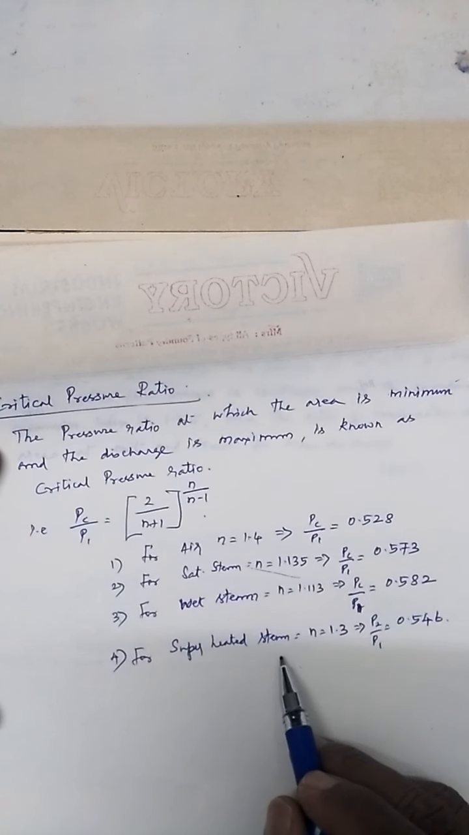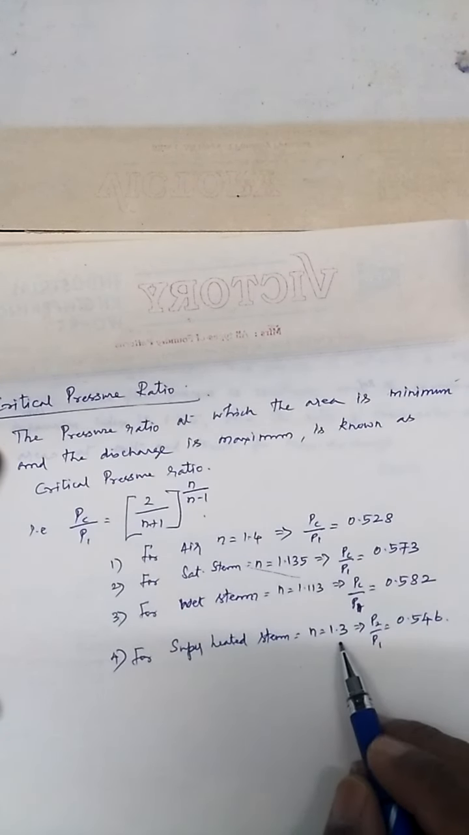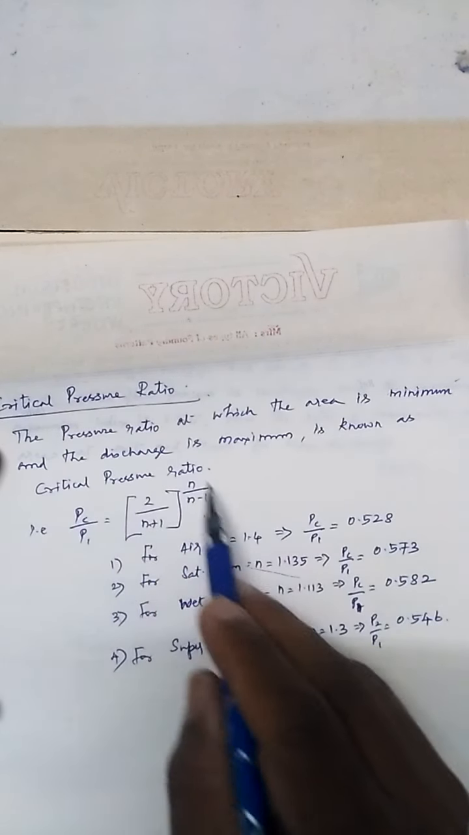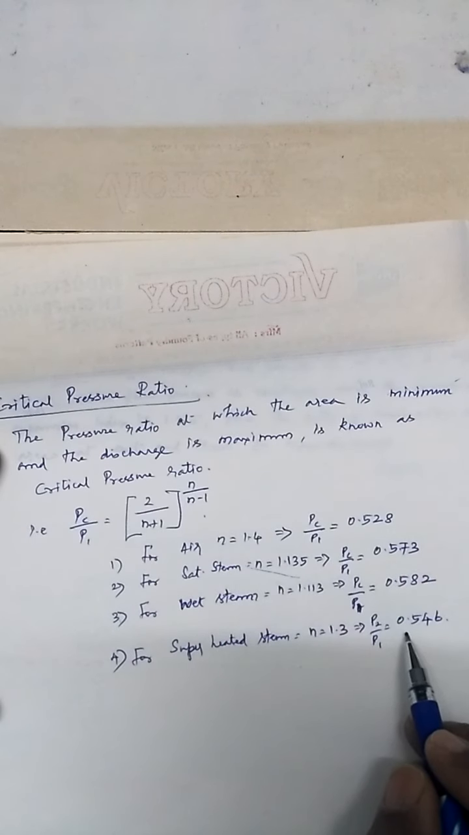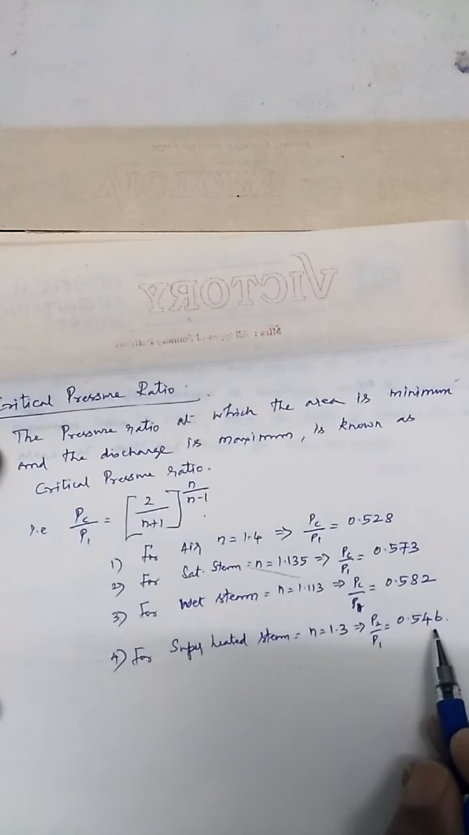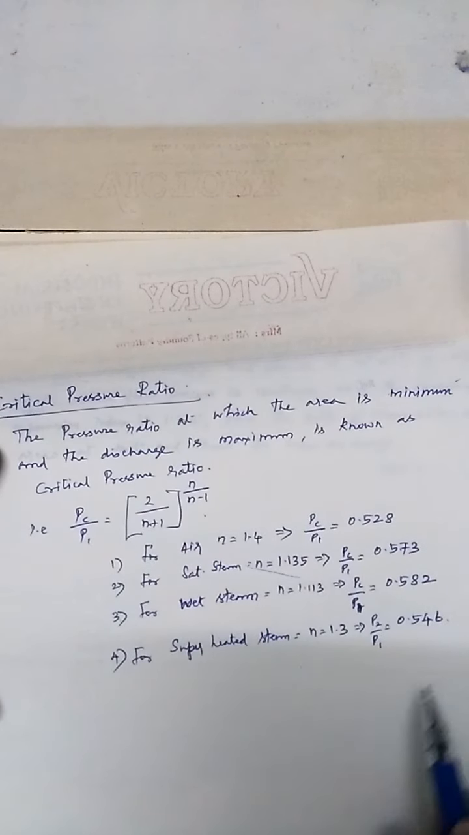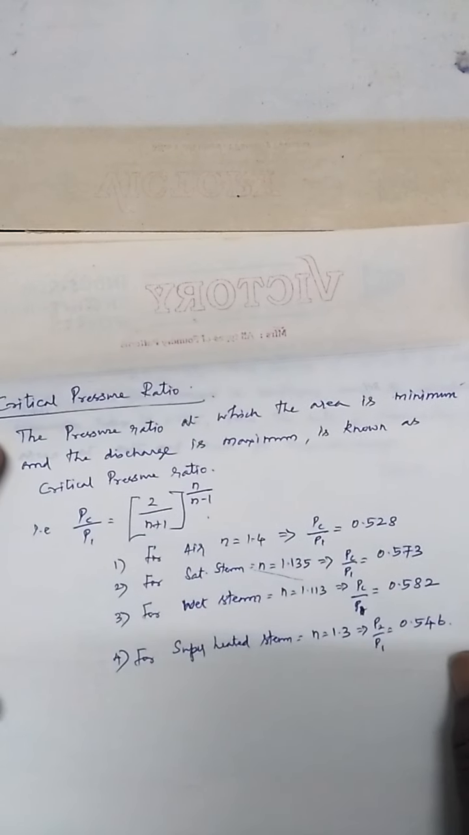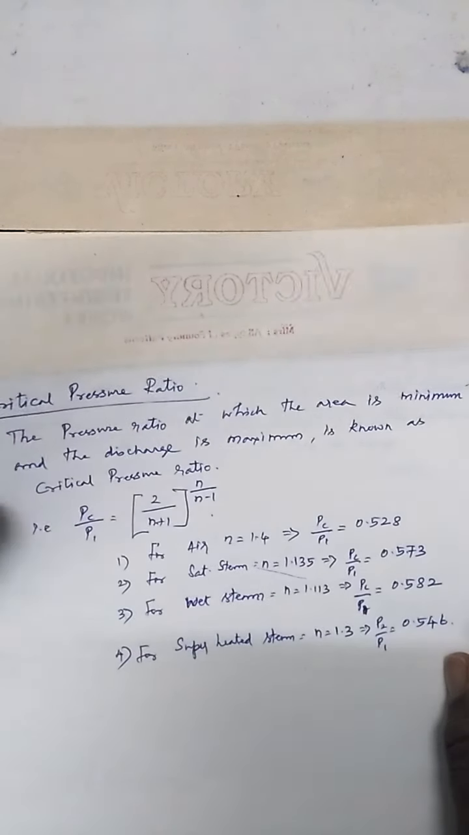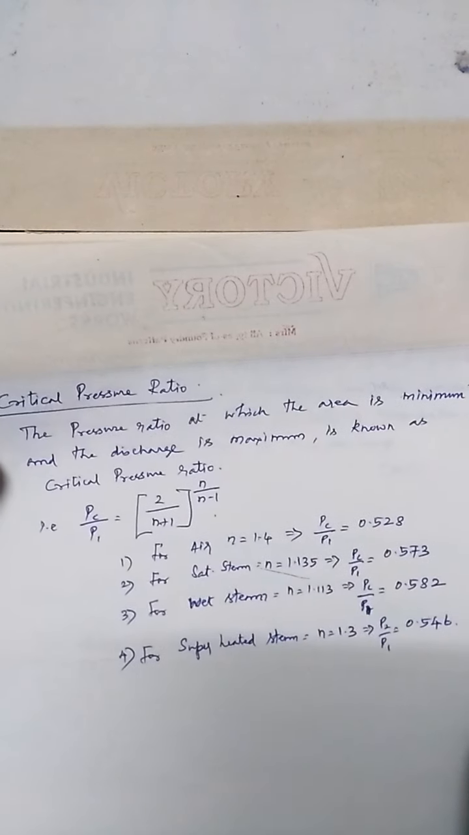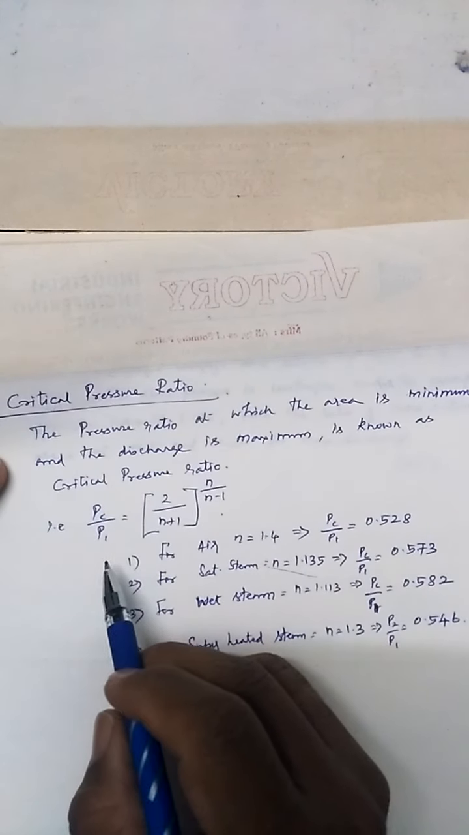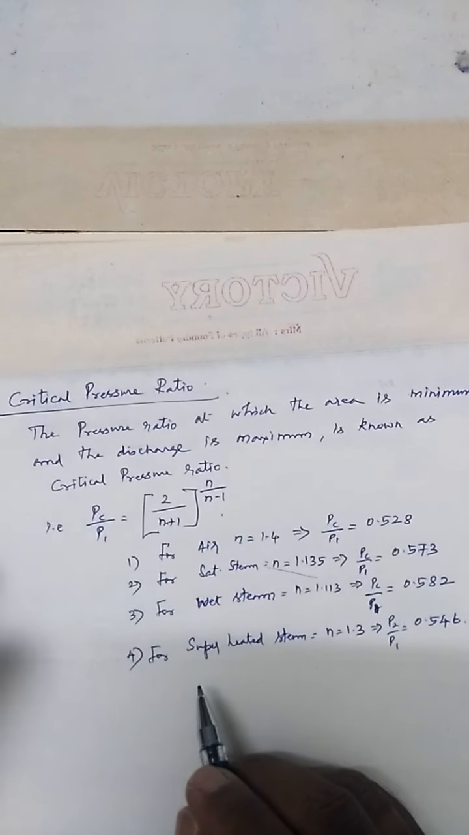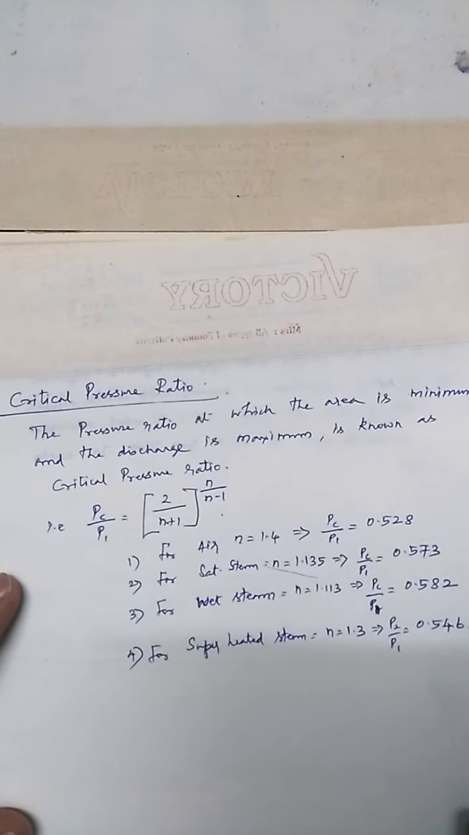And for superheated steam, n should be 1.3. So if you put 1.3 here and substitute the values, you will get the ratio as 0.546. So these are the things we should know. In the question the condition will be given, so based on the condition we have to calculate. One of the pressures will be given, so you may calculate the other condition. So using this we are going to solve some problems.